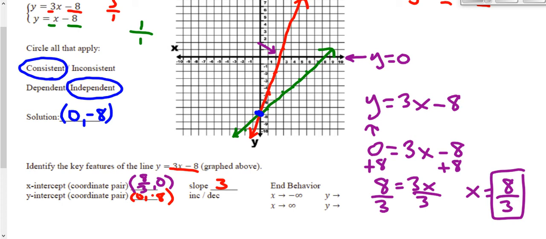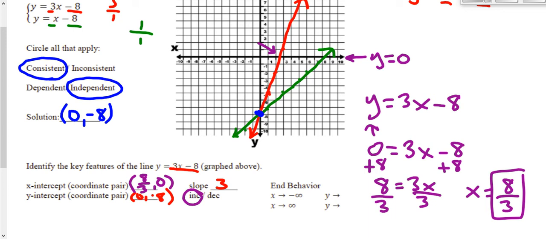The next question asks if this is increasing or decreasing. This graph is going uphill, which means this is an increasing function. I can see that because it has a positive slope. It's increasing. And the last thing I have to find is my end behavior.